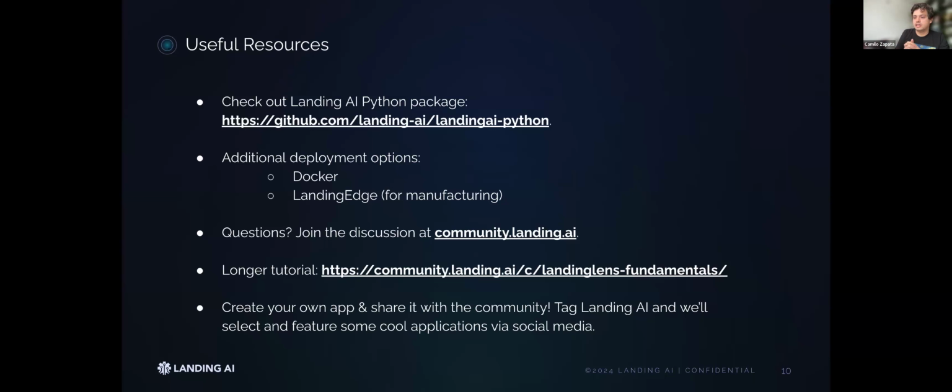There's also, so I showed you here the cloud deployment. So basically for this object detection model, I just created an endpoint on the cloud that is hosted by us, by Landing, and you can use it with the Landing AI SDK. But if you have other needs, there's also the possibility to do Docker deployment and Landing Edge for manufacturing. All this is local deployment, so you can download the model, run it directly on your computer.